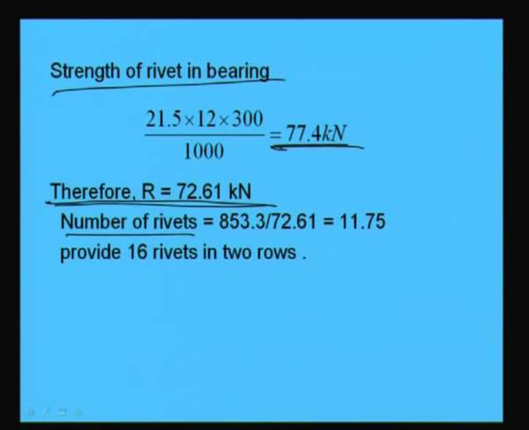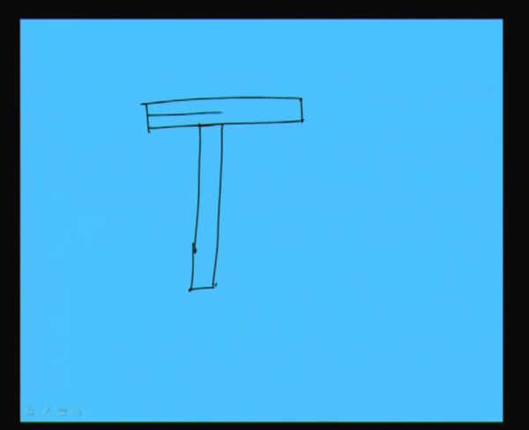So, number of rivets we can find out, load by rivet value, that is 11.75. So, let us provide 16 rivets in 2 rows. Generally we used to provide on the little higher side, right. So, whatever we are getting in summary, if we see, we are going to get this, right. 2 plates we have provided.